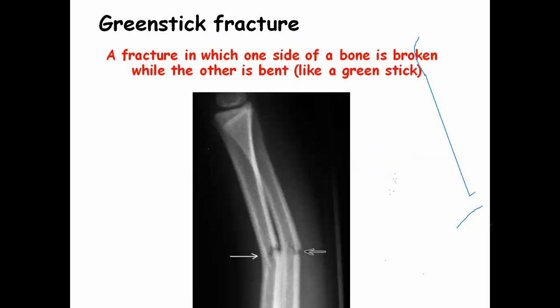Okay, it used to come in this central exam. So what is a greenstick fracture? Your answer is: one side of the bone is broken while the other side is being bent like a green stick. So this is a greenstick fracture.